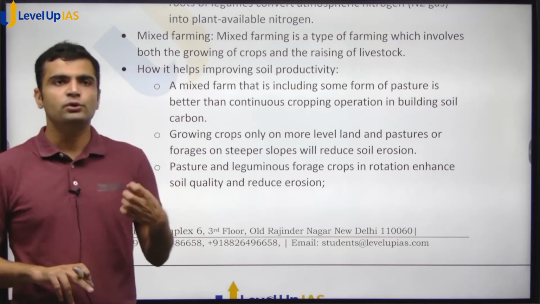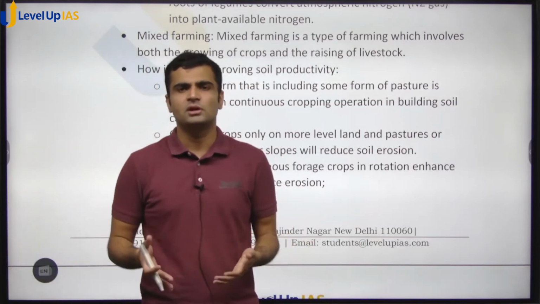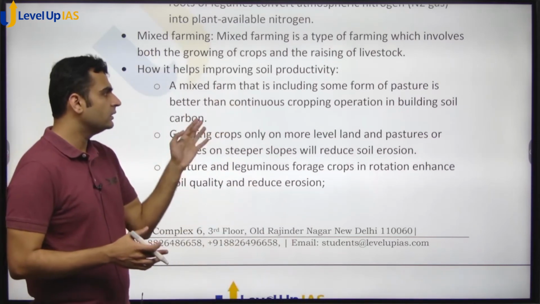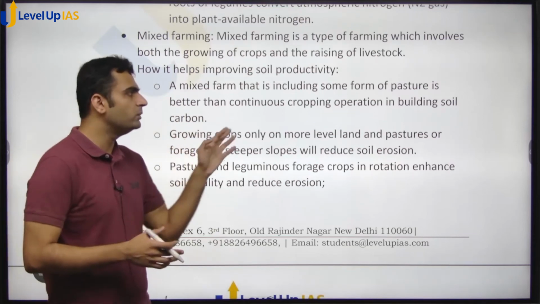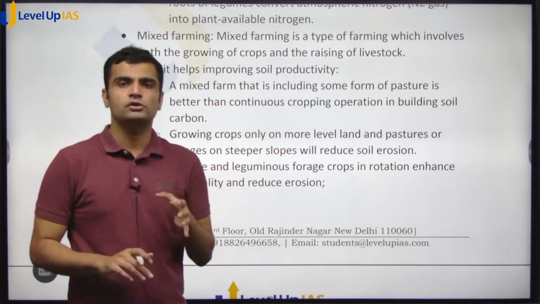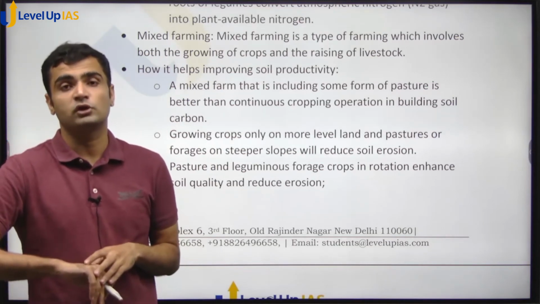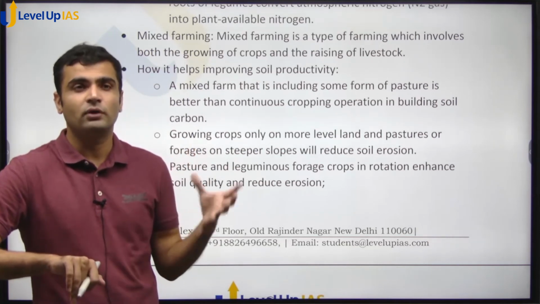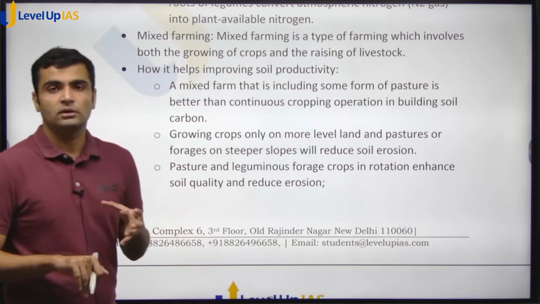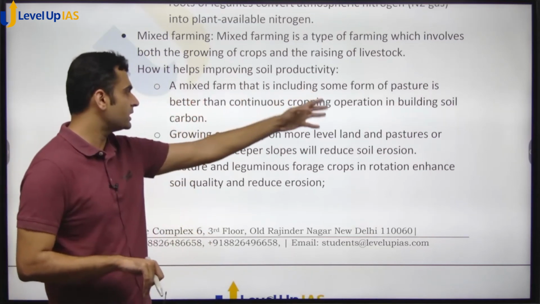When you have livestock with you, you need to have some kind of pasture for them. You cannot use all your land for crops. And when we have a system wherein both crops and pastures are there, it has been seen that it is better at building soil carbon compared to a continuous cropping operation. And soil carbon is extremely important for soil productivity. As you might know, soil has at least 3 times more carbon than the atmosphere, and at least 5 times more carbon than forests and all the animals and plants combined. So soil is one of the biggest holders of carbon, and maintenance of that soil carbon is crucial for soil productivity. And a mixed farm that has some pasture in it is better at it.